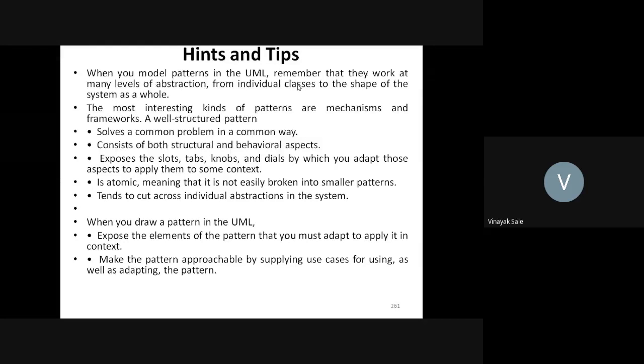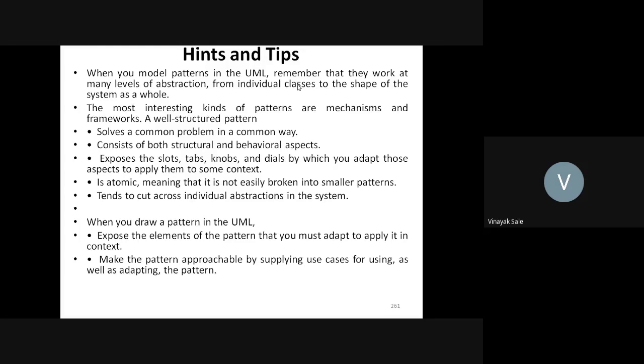When you model patterns in UML, remember that they work at many levels of abstraction, from individual classes to the shape of the system as a whole. The most interesting kinds of patterns are mechanisms and frameworks. A well-structured pattern solves a common problem in a common way. A well-structured pattern consists of both structural and behavioral aspects.